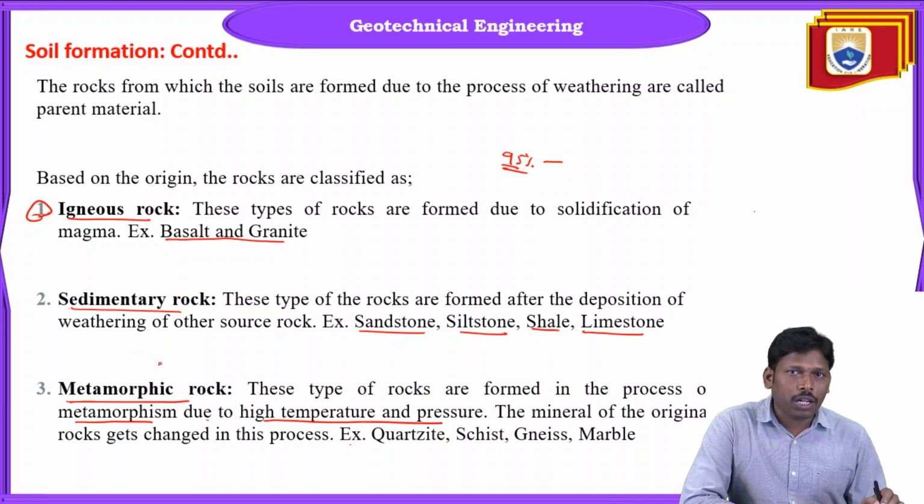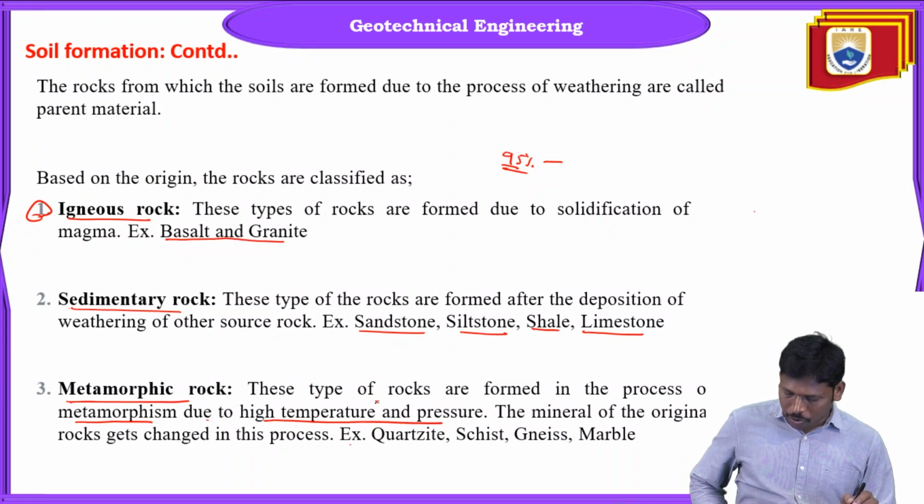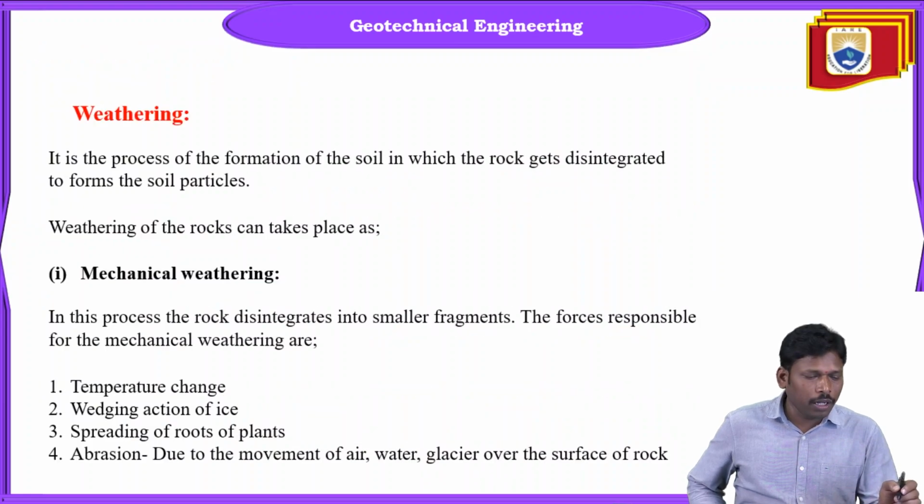The original rock is nothing but igneous rock or sedimentary rock, and these minerals will get changed and the new rock type formed is what we call a metamorphic rock. The examples of this new metamorphic rock are quartzite, schist, gneiss, and marble. Okay, now.